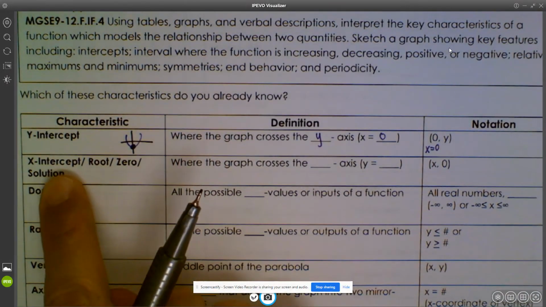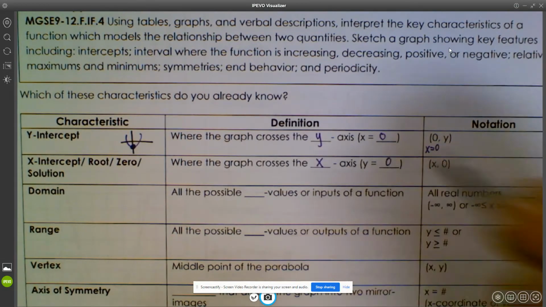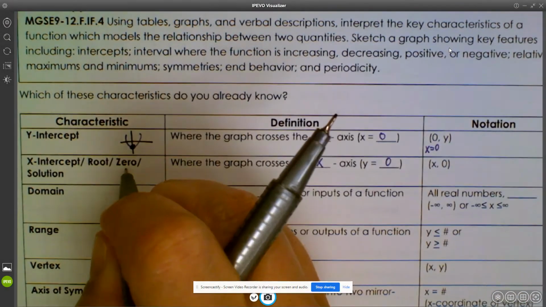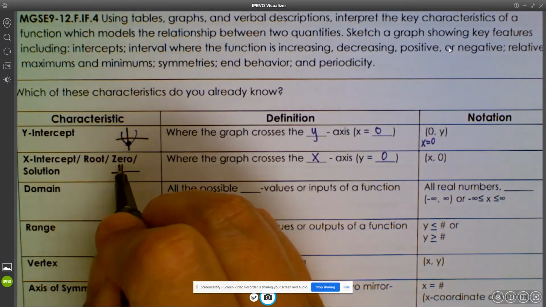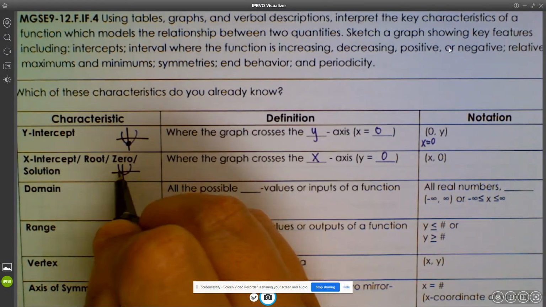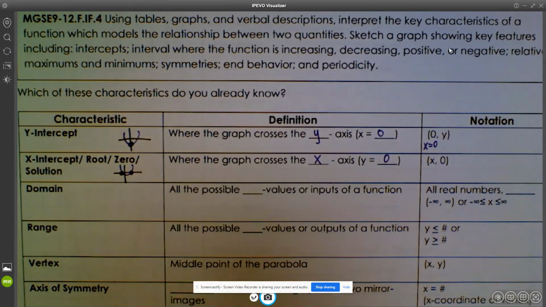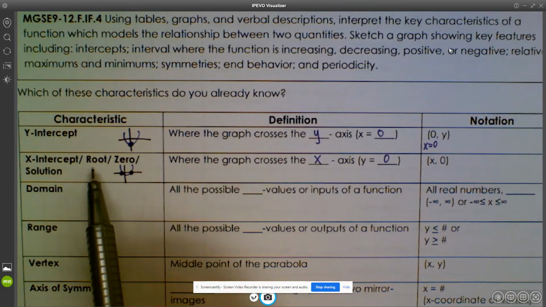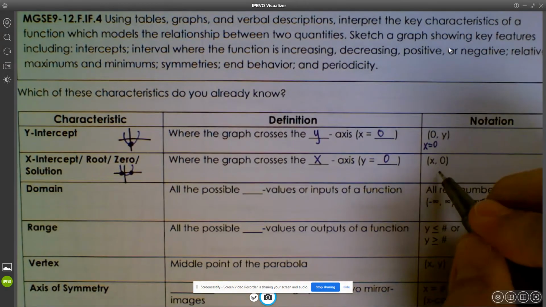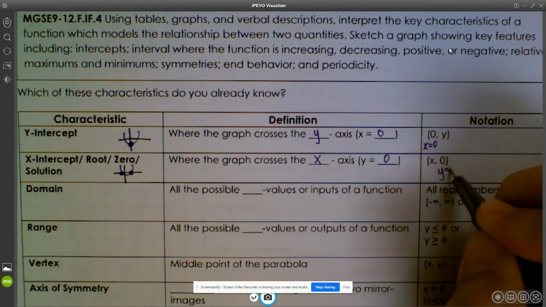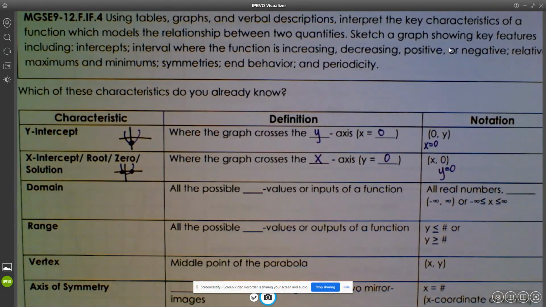So the x-intercept is where the graph crosses the x-axis. That's where y equals 0. So we described it as the x-intercept in unit 2. But whenever we talked about it in unit 3, the quadratics unit, we also described it as a root, as a zero, as a solution. So notice here, if we write this as an ordered pair, y equals 0. The y coordinate is 0.